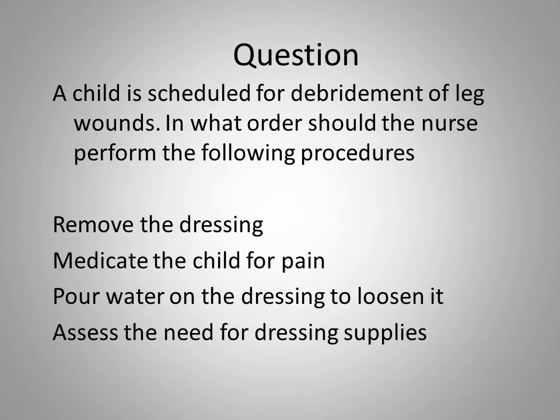A child is scheduled for debridement of leg wounds. In what order should the nurse perform the following procedures? Well, first of all, we want to medicate the child for pain so that while we are gathering our supplies and getting ready for the dressing change, that pain medication has had an opportunity to kick in. Then we would assess the child for the dressing supply needs. We would want to loosen up the dressing and then remove the dressing and perform the dressing change.